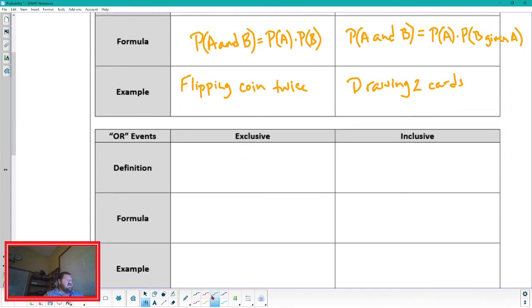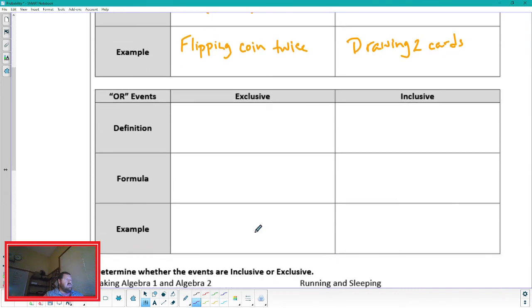When it comes to our OR events, we had exclusive and inclusive. So let's go ahead and reuse those same definitions. Exclusive events are events with no common outcome.